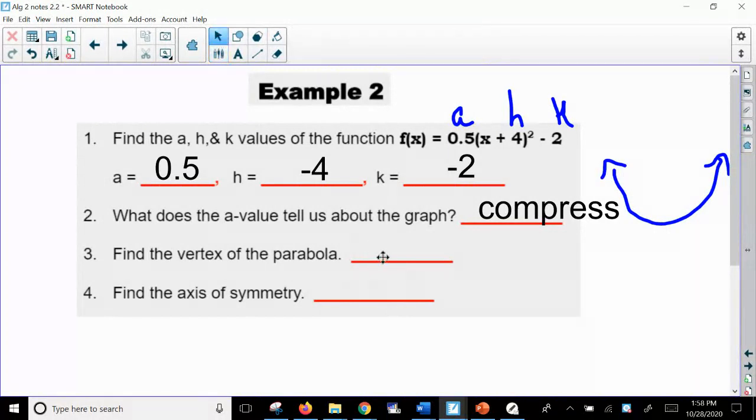The vertex of the parabola is -4, 2. That's your H and K. And the axis of symmetry is x equals -4. That's your H.